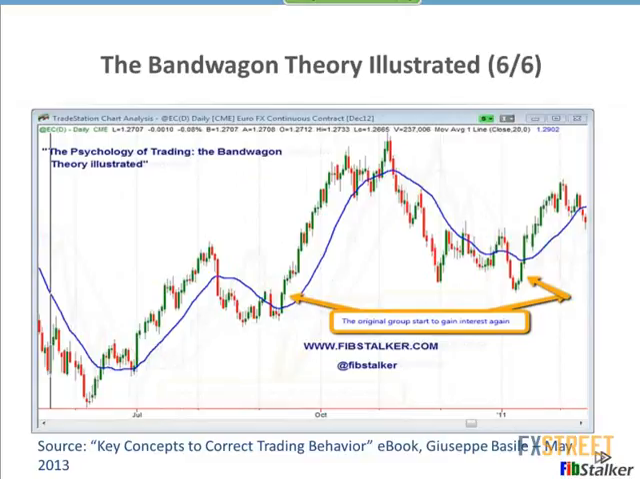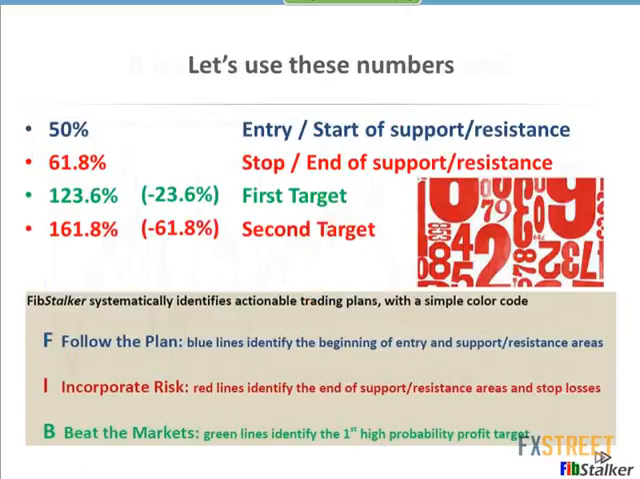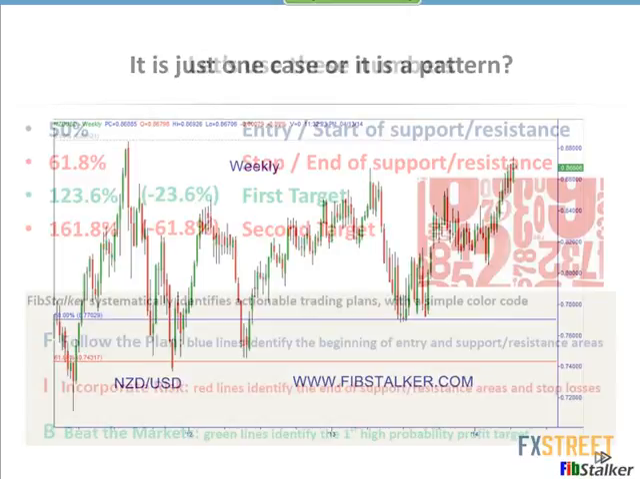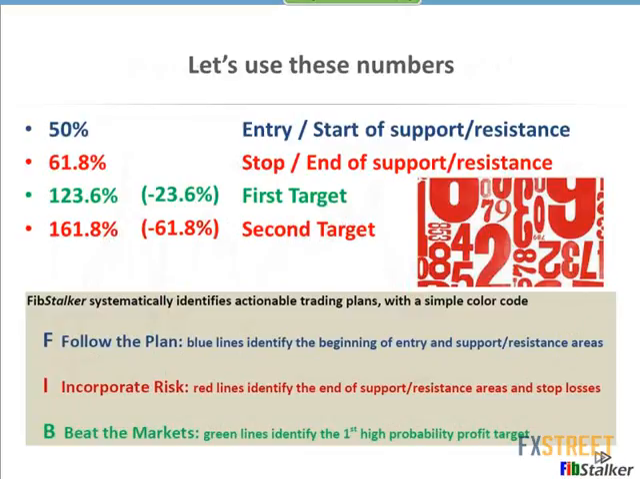Now, is this just a case or is there a pattern there? Of course, and I'm going to show you there is a pattern. Before I get into my trading platform, I want to remind you which Fibonacci levels I use to model algorithms. I use the 50% as an entry and also as a level where support resistance starts, 61.8, the red line, as a stop loss and end of support resistance. And I use these 2 targets, 123.6% and 161.8%. The green broken line is my first target.